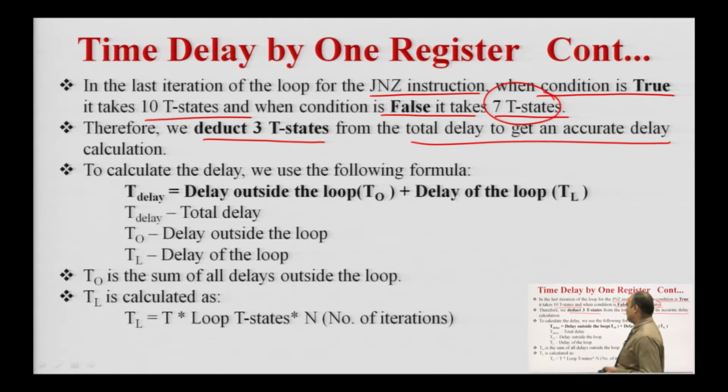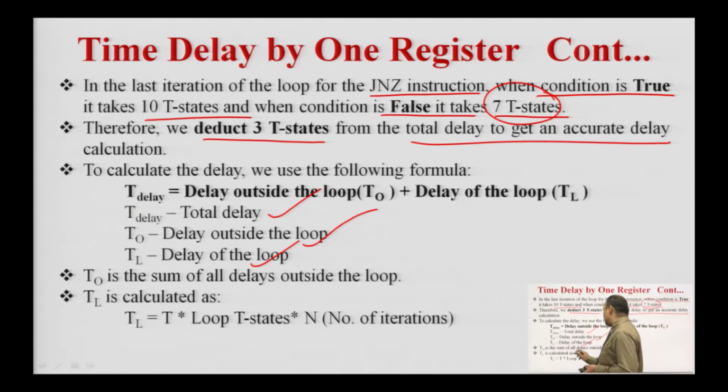So, with the help of this equation, that is T delay is equal to delay outside the loop plus delay of the loop, that is T L, we can calculate the total delay. T delay is nothing but the total delay, T O is nothing but the delay outside the loop, and T L is nothing but the delay of the loop. With the help of these values we can calculate the total delay generated by one register.